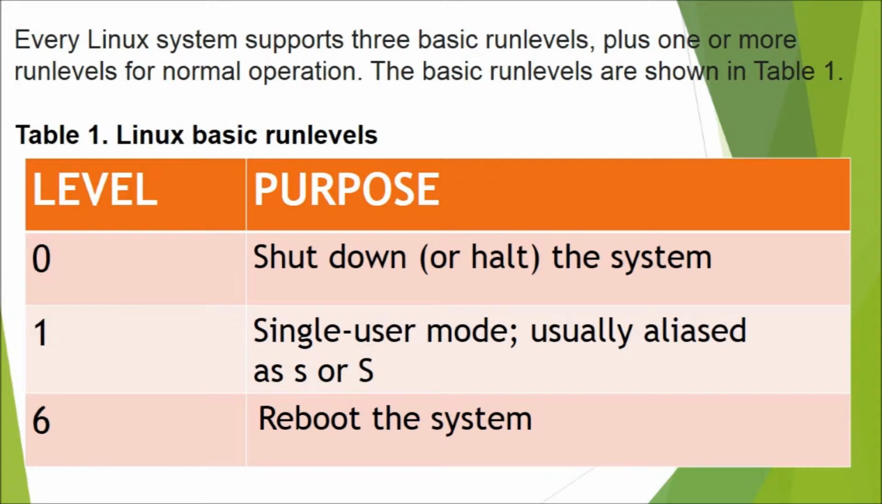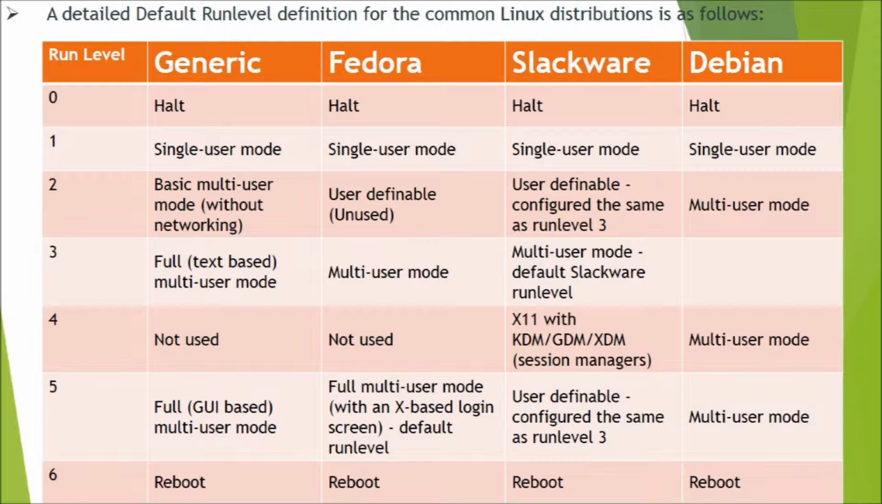Every Linux system supports 3 basic run levels plus 1 or more run levels for normal operation. The basic run levels are shown in table 1. Linux basic run levels: 0 for shutting down, 1 for single user mode, and 6 for rebooting the entire system. A detailed default run level definition for the common Linux distributions, that is generic, Fedora, Slackware and Debian, has been given. 0, 1 and 6 are the same for all of them.